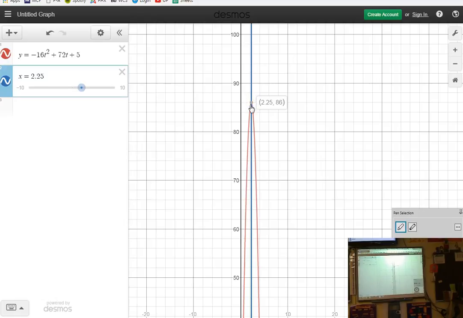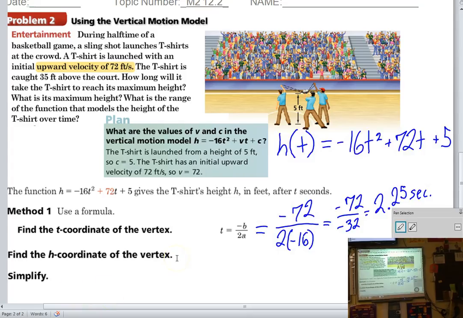I can look at my intersect point. There's my y value. I don't need to plug in 2.25 to my function. If I plug in 2.25 to my graph and find out what the y value is there, it's solved out for me. So that then tells me that my y value there will be 86.